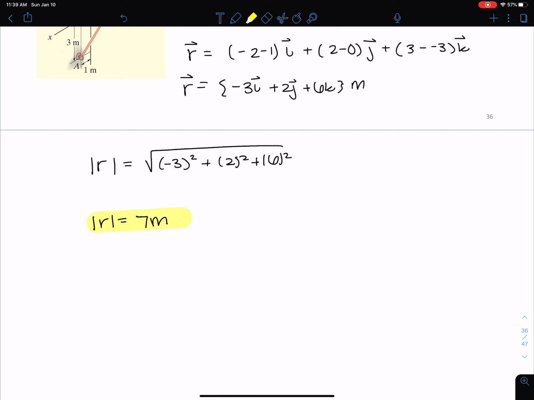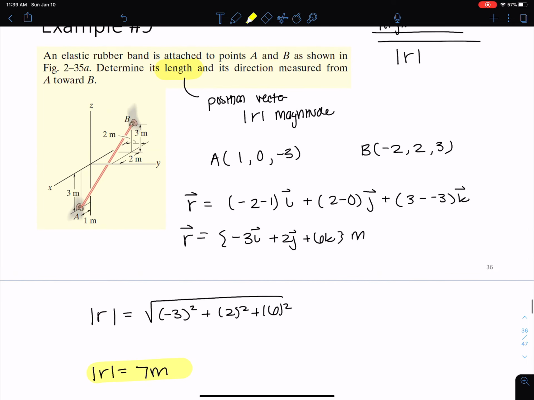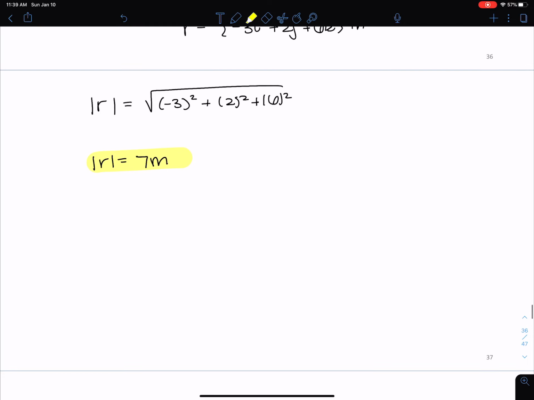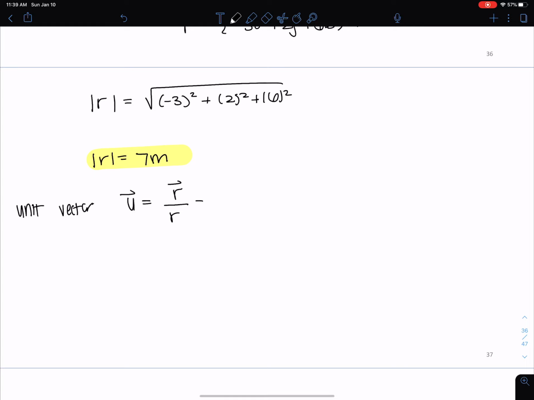Okay. And now I want the direction measured from A to B. So what I'm going to do now is solve for my unit vector. My unit vector here, u, is, remember, just r divided by the magnitude of r. So I can just say that's equal to -3, the component in the x, divided by 7, plus, remember, these are the cosine vectors. That's why I'm doing this. I want the directions.